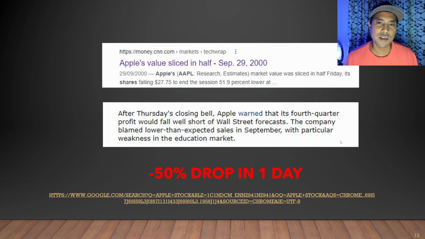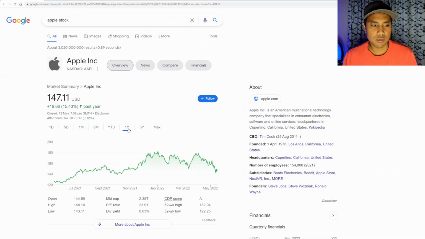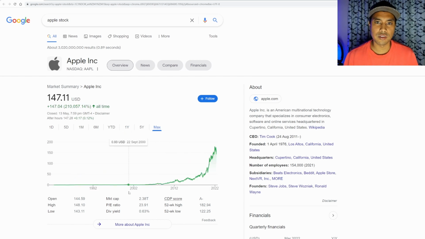So let's now quickly have a look at the Apple chart. Having a look at the Apple chart, we'll just go to max. I've got the price here, which is 93 cents, and that's probably because Apple stock has had a bunch of stock splits. So that $27.5 was at the time, and they probably had many stock splits, so the actual value it is now, looking back, is 93 cents. Basically you see the graph just absolutely take off. But you would need to hold Apple for 22 years, if it was today, to be able to get these gains.